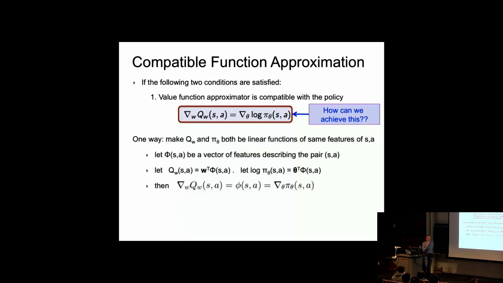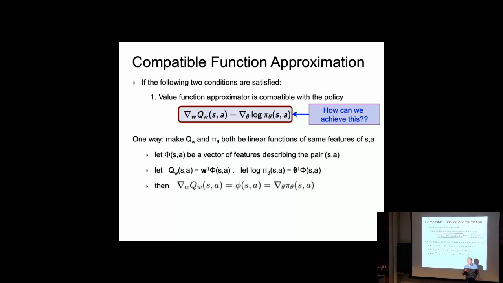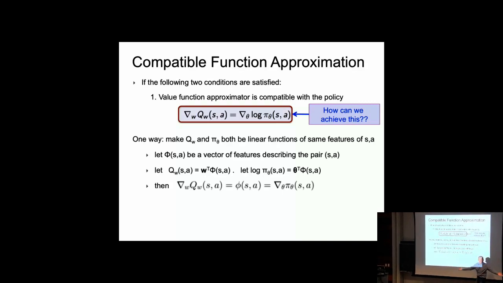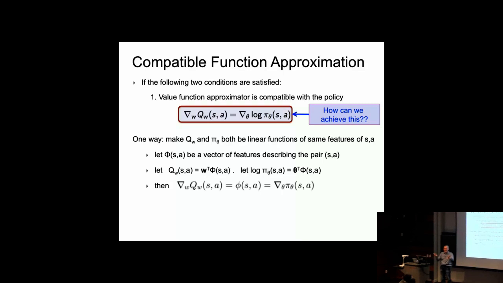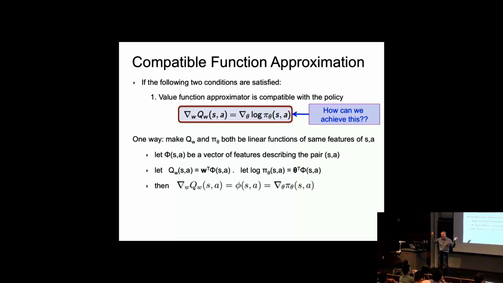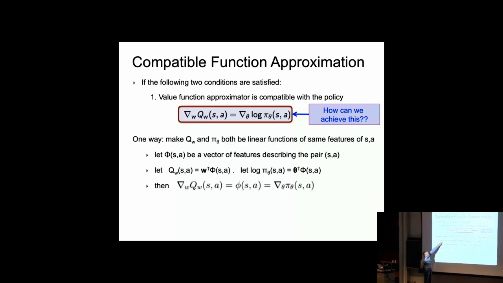Here's one way to achieve it. So suppose we're trying to learn a Q and a pi. Suppose we take our state action pair and we make up features. We engineer some features to describe that pair. And let's call that feature vector phi of SA. It might be like the pixels in the camera and the name of the action, for example, or any other kind of features you want to define. But let's say we have some feature vector that describes the pair SA.